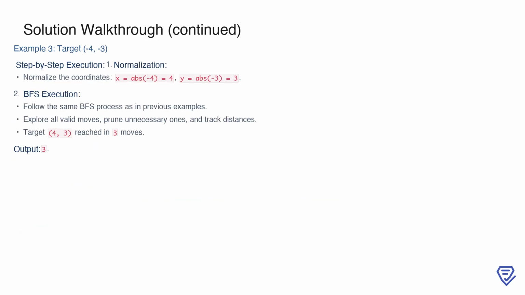For the target (-4, -3), the process remains consistent. First, we normalize the coordinates, so x becomes 4 and y becomes 3. This allows us to reduce the problem to the first quadrant, leveraging the symmetry of the board. Using the BFS approach, we start at the origin, explore all valid knight moves, and continue to expand the search level by level. As in previous examples, we prune unnecessary moves by avoiding revisited positions, ensuring efficiency. Eventually, the target position (4, 3) is reached in 3 moves. This is the minimum distance, and we return 3 as the output.